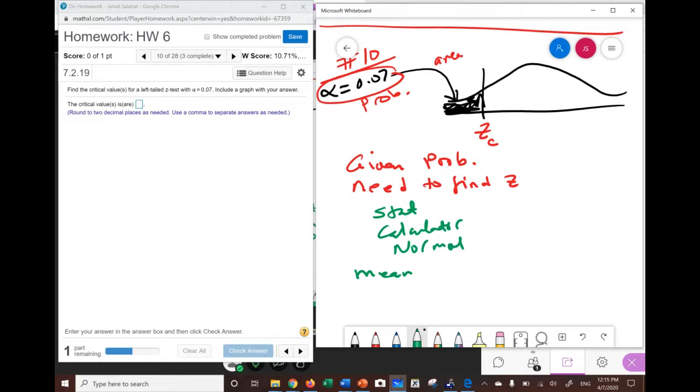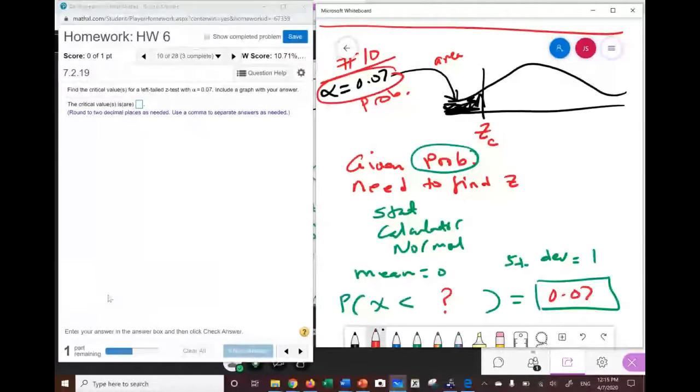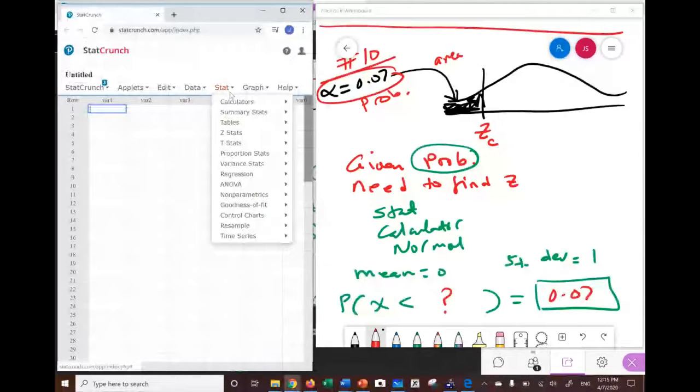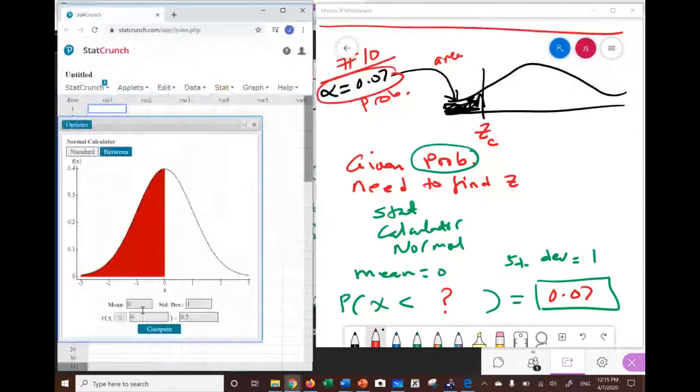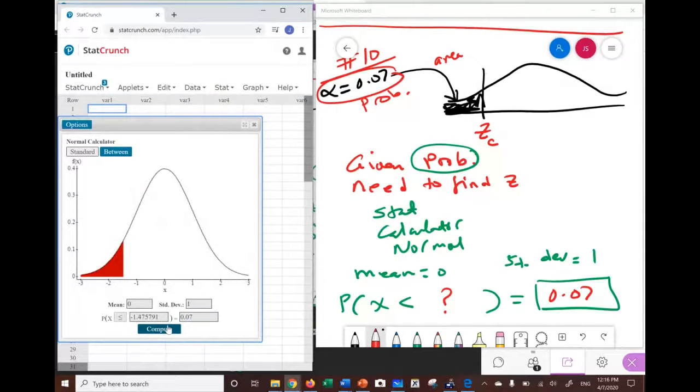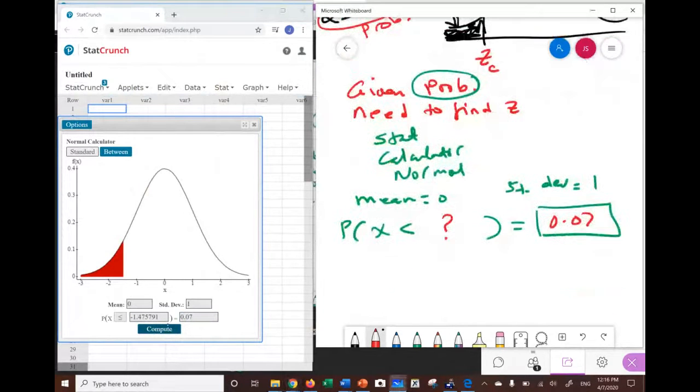What's the Z critical? So if I follow those steps into StatCrunch, and let's see, here's StatCrunch. I'm going to go through stat, calculators, normal. Notice that I know the probability, which is 0.07, and I do not know what Z is. So when I click in the box in here, that's going to give me the Z. So the Z, when I hit compute, which in this case is called Z critical, is going to be negative 1.47.